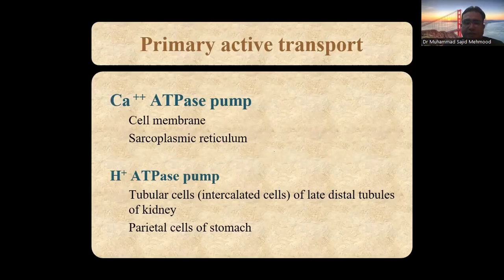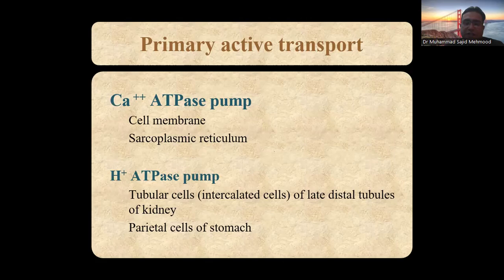Along with the sodium potassium pump, there are other pumps present as well, like the calcium ATPase pump and the hydrogen ATPase pump. The calcium ATPase pump is mainly present in the muscle membranes, especially in the sarcoplasmic reticulum, and it concentrates the calcium in the sarcoplasmic reticulum.